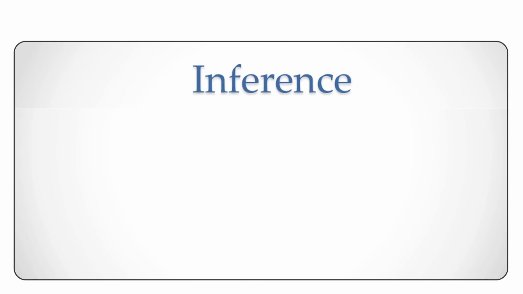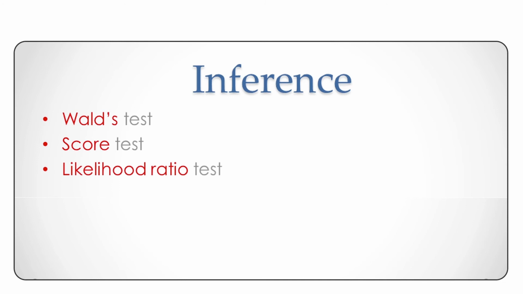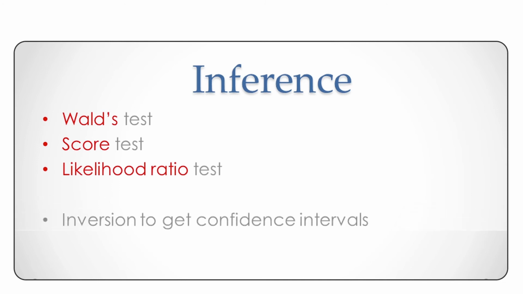Inference is now straightforward once we have obtained the maximum likelihood estimate and its standard error. At the simplest, we could perform a Wald test, but we could also perform two other likelihood based tests, which are the score test and the likelihood ratio test. The tests can be inverted to get confidence intervals, and another very common tool in the case of contingency tables, which actually also stems from likelihood theory, is the Pearsonian chi-squared statistic.